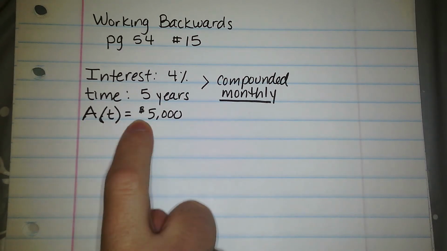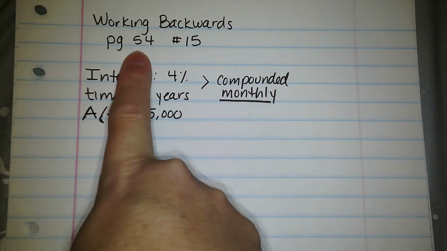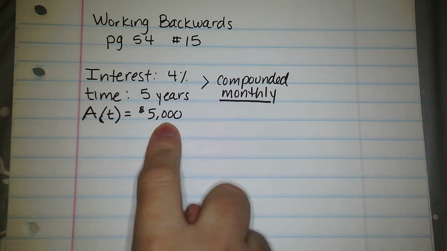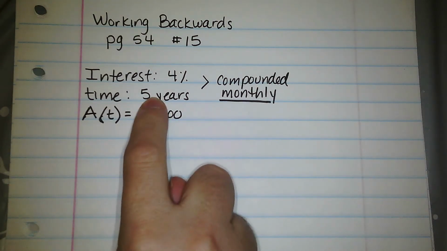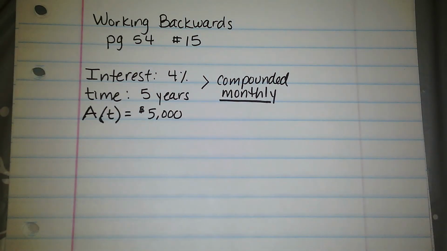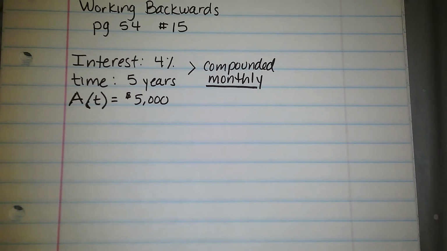So this is what the $5,000 is, what the outcome is. The reason why we call it working backwards is because we need to figure out what the initial amount needs to be. Like, how much do I have to put in the bank to get $5,000 in the bank after 5 years if I'm compounding monthly at 4% interest? So in order to do this one, you definitely need a calculator.